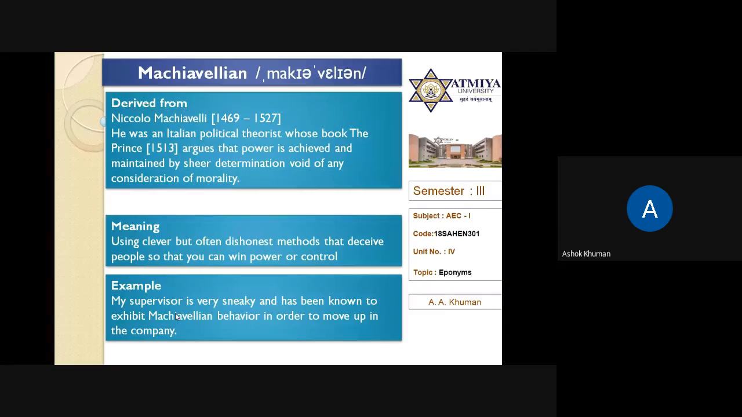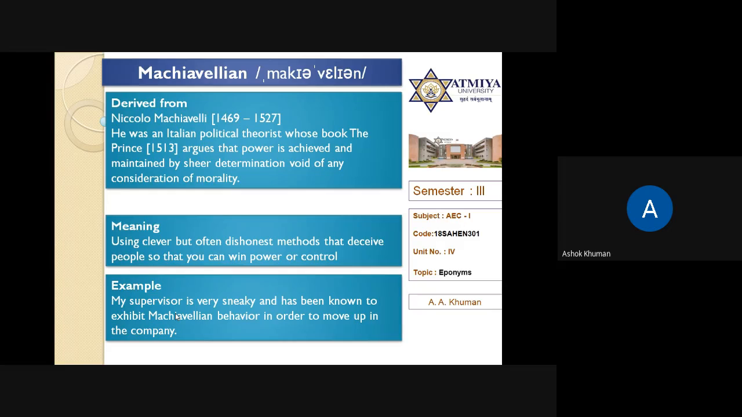A politician, if he believes that I have to deceive people in order to maintain my power, is Machiavellian. But if the honest politician thinks that power has nothing to do with immorality, that by being honest also you can maintain your power, that is not Machiavellian. Machiavellian attitude is one who believes that power is achieved and maintained if you do some immoral injustice to other people.